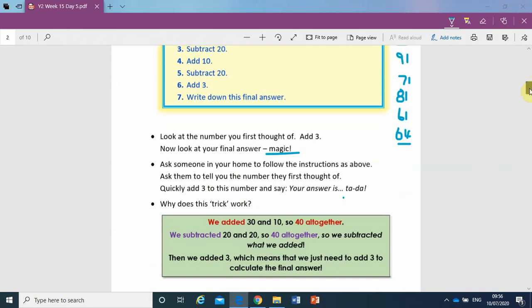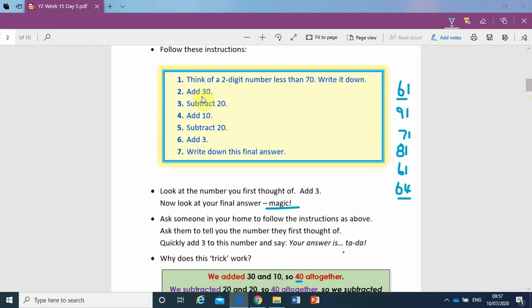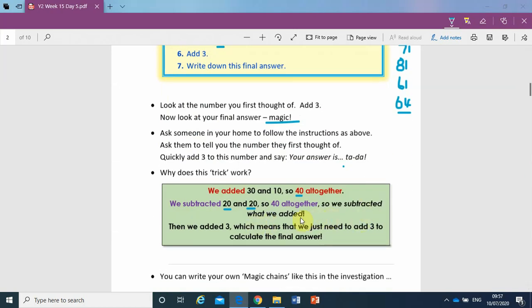How does it work? Well, the reason is we added 30 and 10, so 40 altogether. We also subtracted 20 and a 20, which is 40 altogether. We added the 30 and the 10, which is 40. We subtracted the 20 and the 20, which is 40. And then we added 3. So we added what we subtracted, whatever we added, we also took off. Then we added 3, which means that we just really need to add 3 to calculate the final answer.